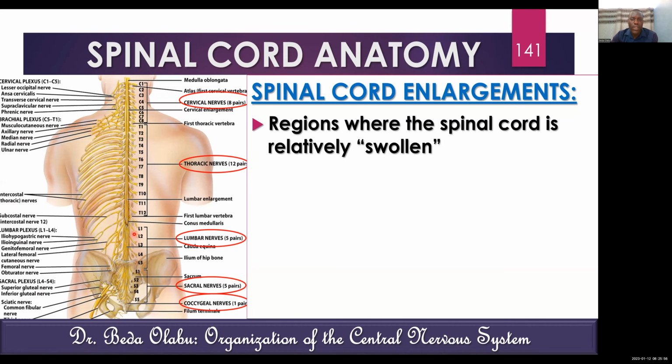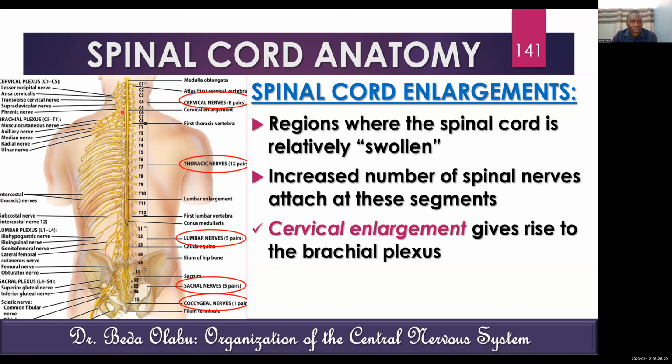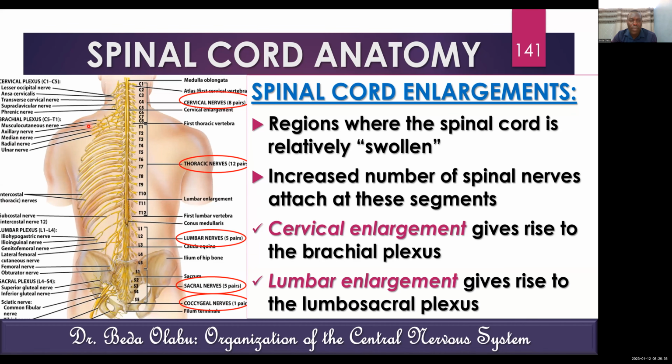The enlargements of the cord are regions where the spinal cord is relatively swollen. And this is because there are so many nerves coming out from those regions. Why would so many nerves come from those regions? Because these regions are related to innervation of the limbs. So remember that the limbs are attached to specific segments of the trunk. And so the nerves that come from those regions will tend to be more because there are more tissues to be innervated in those segments. The cervical enlargement therefore gives rise to the brachial plexus for innervation of the upper limb. And the lumbar enlargement gives rise to the lumbosacral plexus for innervation of the lower limb.